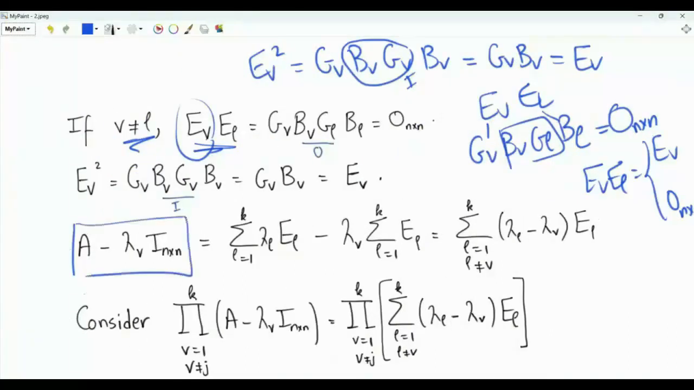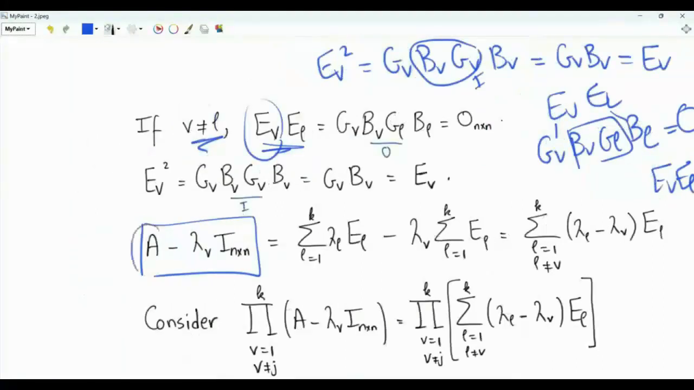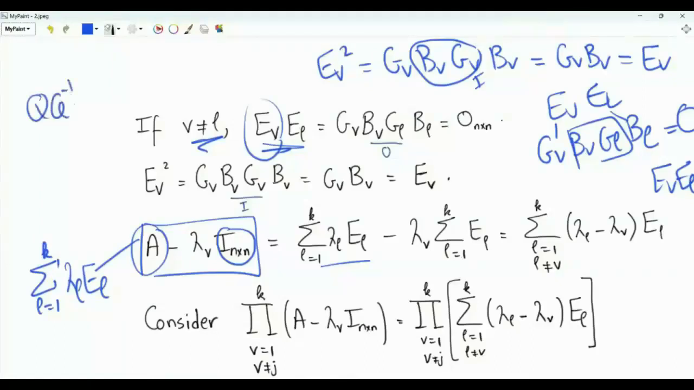Let's investigate this particular matrix, A minus lambda V times identity. A itself can be written as this sum. This identity matrix here can be written as the sum of the E matrices. Recall that on the previous page, when we studied the multiplication of Q inverse, we said that this by definition must give us identity.